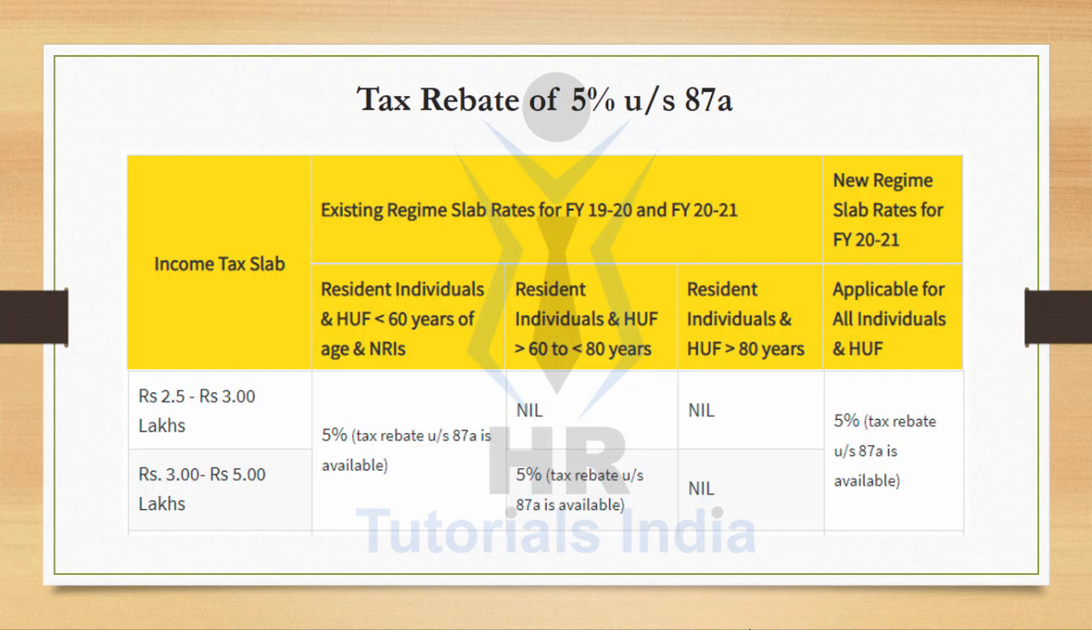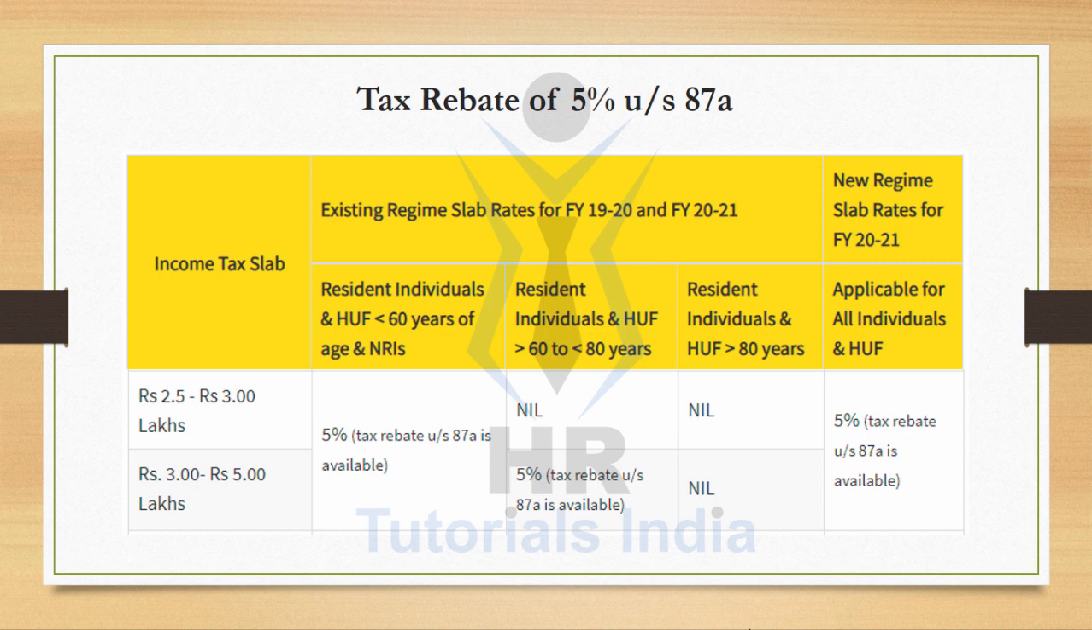Let us now understand the tax rebate of 5% under section 87A. There is a tax rebate of 5% under section 87A for those whose income is between 2.5 lakhs to 3 lakhs or 3 lakhs to 5 lakhs in the existing or old tax regime. It is the same in the new tax regime, where a 5% tax rebate is applicable under section 87A. This applicability is for resident individuals whose age is less than or equal to 60 years.